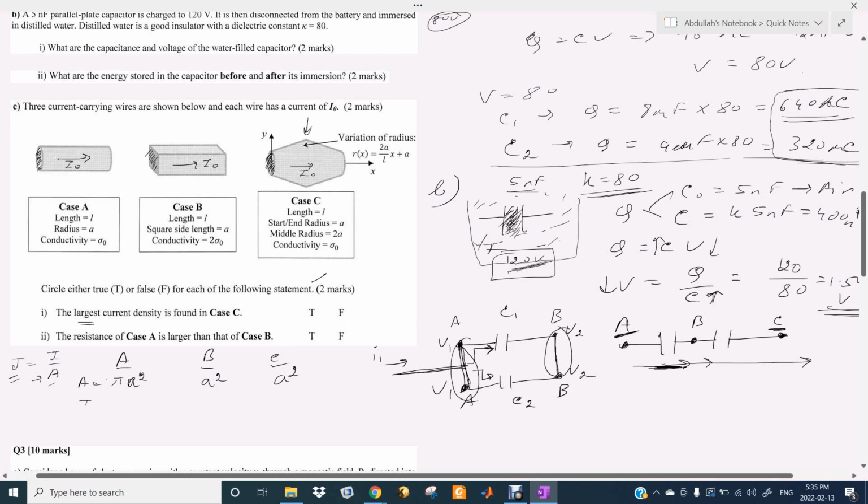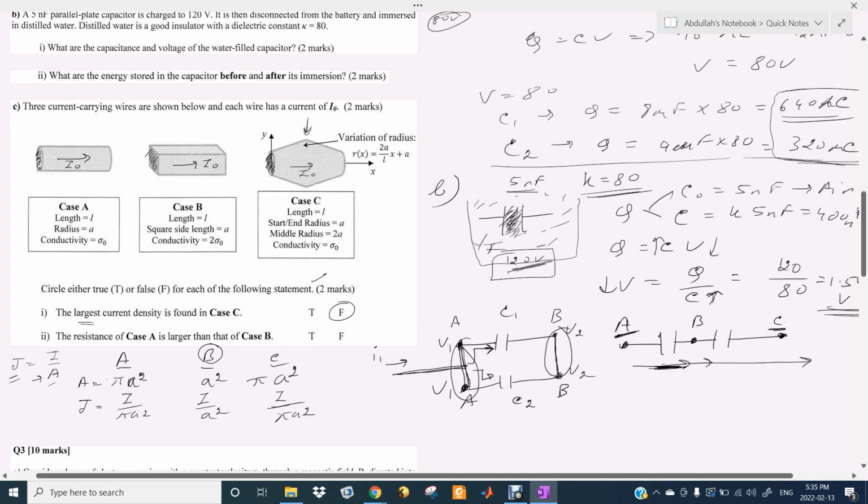Now if the same current is flowing through all the cases, the current density for case A has to be I by pi a squared, for B, I by a squared, and for case C, since it's a circular region, it's also I by pi a squared. Clearly the area of B is smaller, so the current density has to be larger for case B. Therefore, this is false, right?